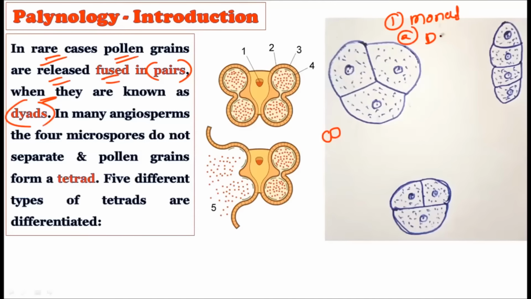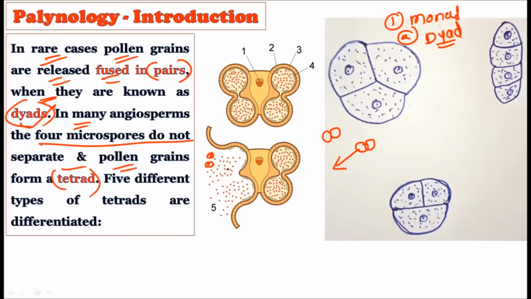Now, what happens in the dyad? The two pollen grains which are attached to each other are liberated from the pollen sac. So here they come out in pairs. When they liberate, or dehisce, in pairs, they are called dyads.